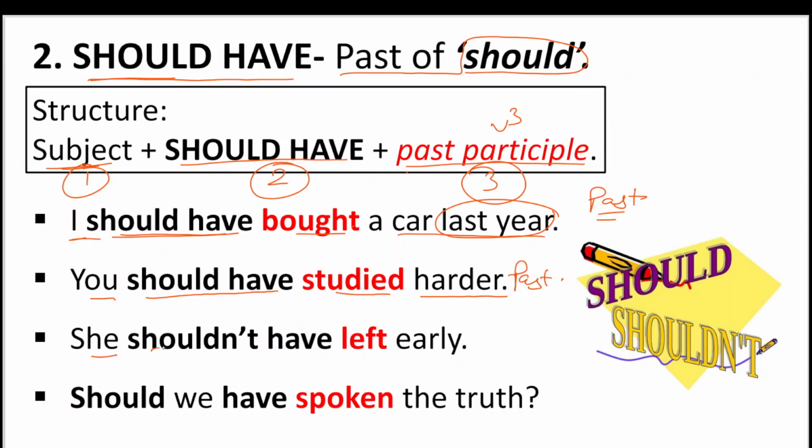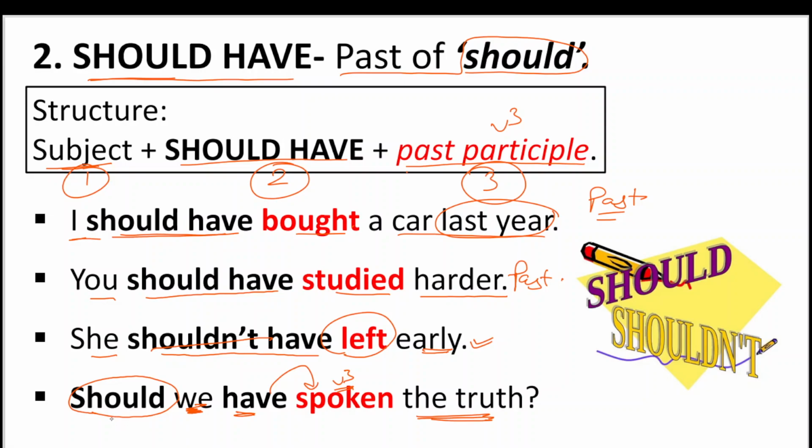She shouldn't have left early. She shouldn't have left early. This is the negative sentence of should have. And when we make questions with should have, should will come in the beginning of the sentence. Should, after that we have to put the subject and have, and then again we have to use the third form of the main verb and the object.